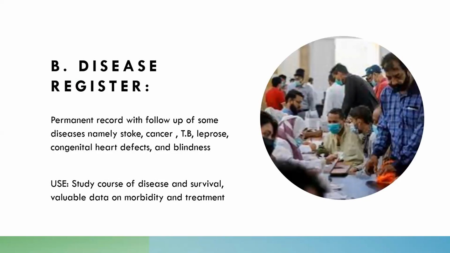Second is the disease registers. These are permanent records with follow-ups of some diseases like strokes, cancers, TB, leprosy, congenital heart defects, and blindness. This type of disease register maintained in the hospitals is used to study the course of disease and the survival, and it gives valuable data on morbidity and treatment. So whenever we need data on disease morbidity, survival, and the treatments given to the patients, it can be taken from the disease registers maintained in the hospitals.